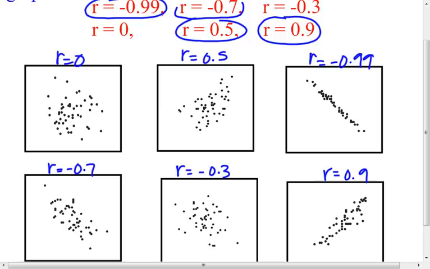So this one right here has no linear relationship whatsoever. Okay? Very hard to even pick that as linear out of there.